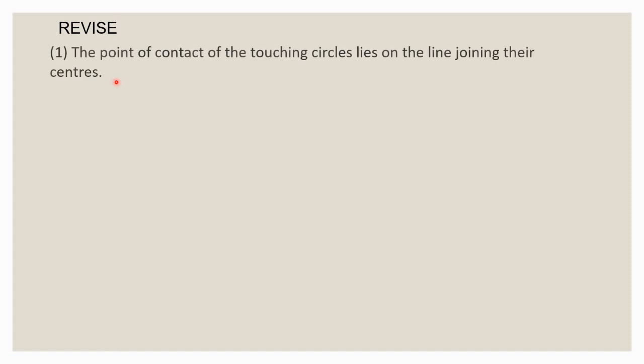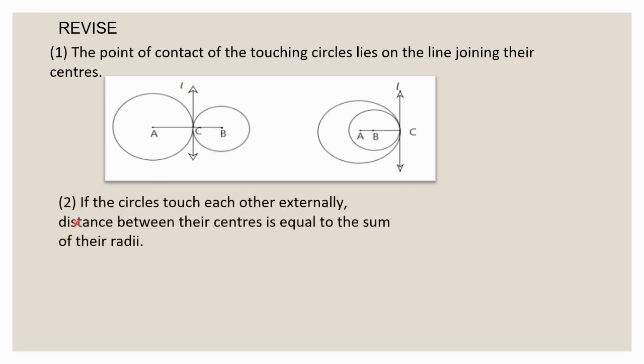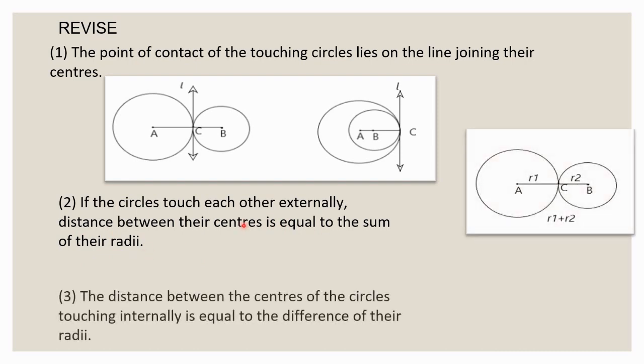Let us revise whatever we have studied. First, the point of contact of the touching circles lies on the line joining their centers. Second, if the circles touch each other externally, then the distance between their centers is equal to the sum of their radii. Third, the distance between the centers of circles touching internally is equal to the difference of their radii.